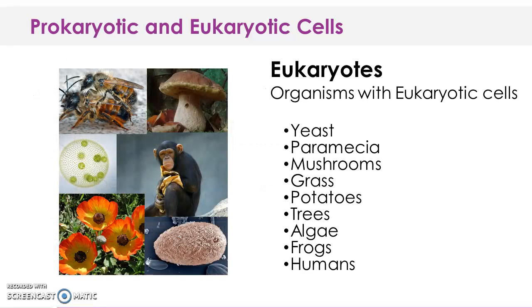Eukaryote organisms are much more familiar to us since it comprises the four kingdoms that we're more familiar with, or even more so just the plant and animal kingdom that we just grew up learning about. So these are just a couple of examples of organisms with eukaryotic cells. Yeast, which would be a type of fungus. Paramecia, which would be a type of protist. Mushrooms, again, the fungus. Grass, potatoes, trees. Algae would be plant. Frogs and humans would be classified as animals. Obviously, there's many, many more that we could list, but since we're more familiar with those, you could probably think of those on your own.